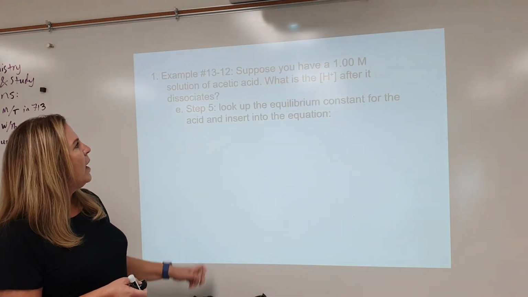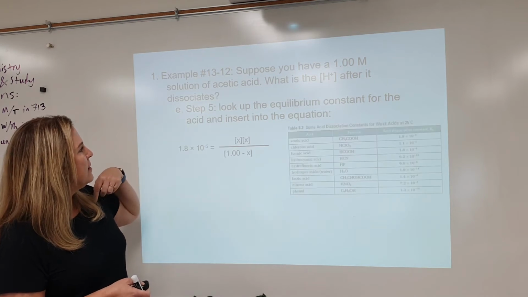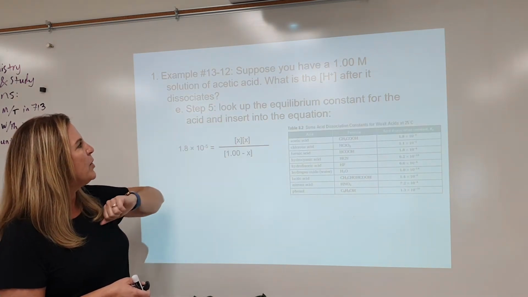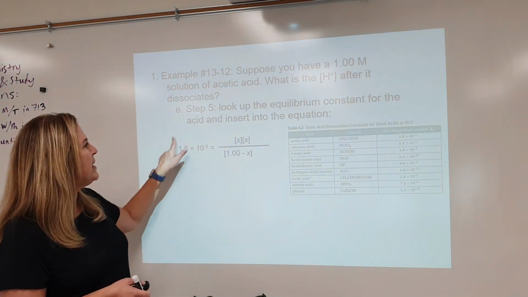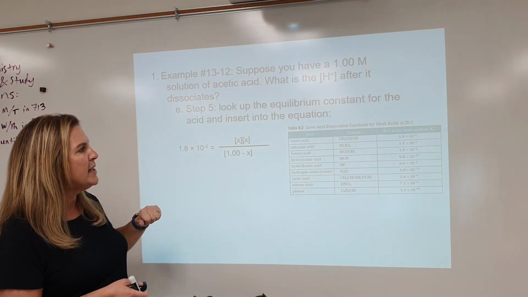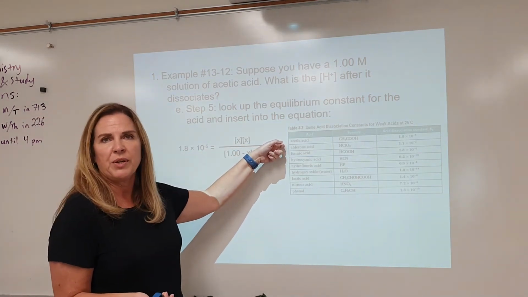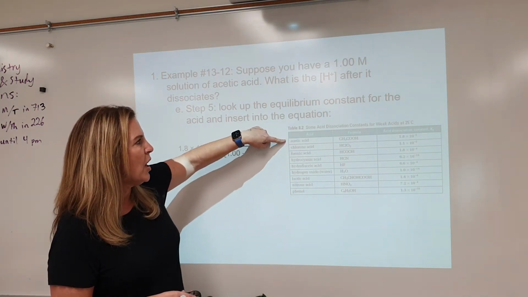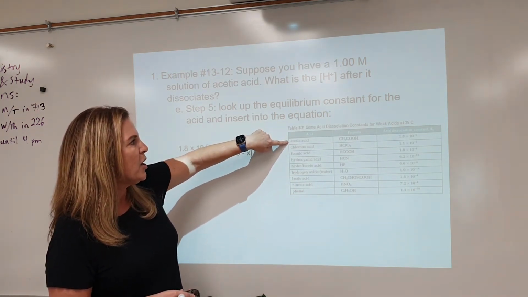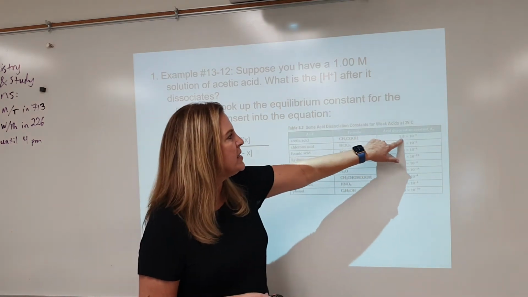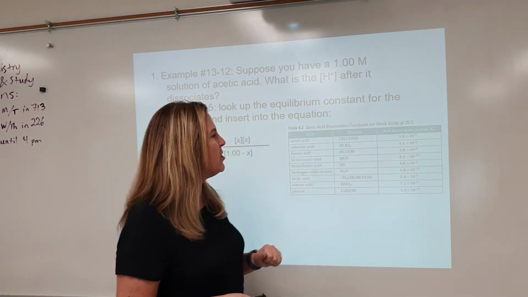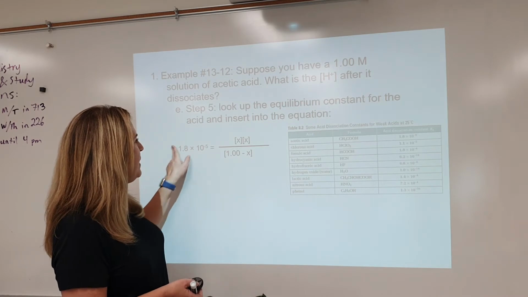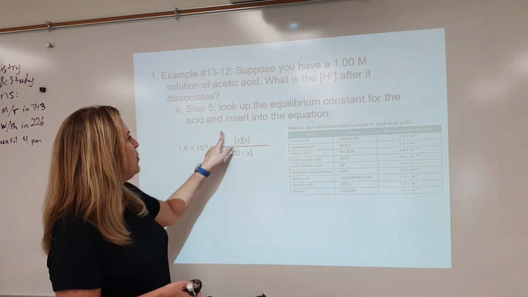All right, let's see. So we're going to look up the equilibrium constant. So we need to know what is the K for acetic acid. For that, it's a reference material. So we're going to look at a reference table for some dissociation constants for weak acids. Here is our acetic acid, and we can see that it is 1.8 times 10 to the minus 5. So we're going to put that in here. And now we have to deal with solving.